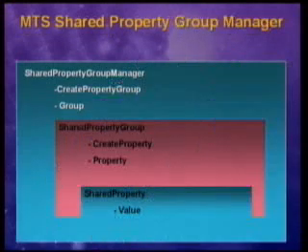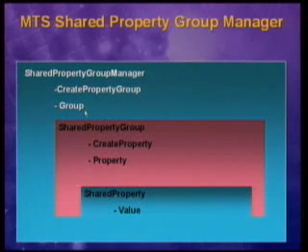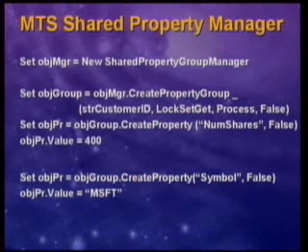Looking at the Transaction Server Shared Property Group Manager, on the outer level we have a method to create a property group, and we can access those groups using the name that we gave the group in create. Then within the group we create properties. The properties have values. You can set them to variants or strings or whatever you want. This is a thread-safe way to store data. Here's a snippet of Visual Basic code that uses the Shared Property Manager.